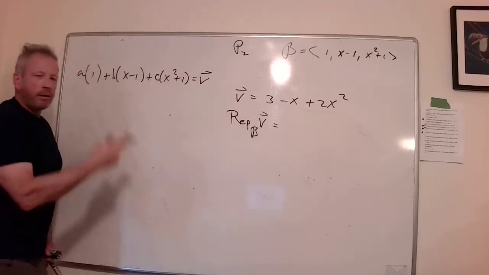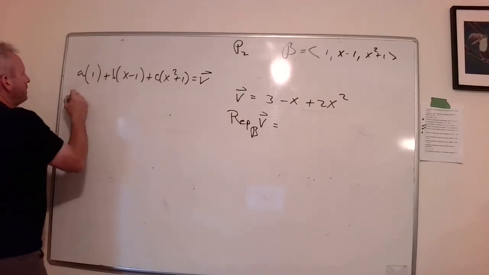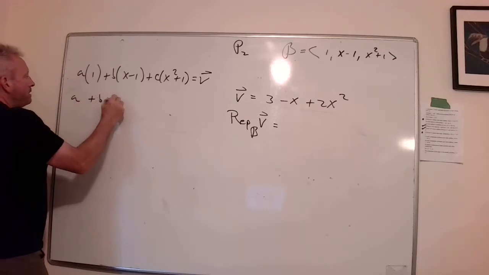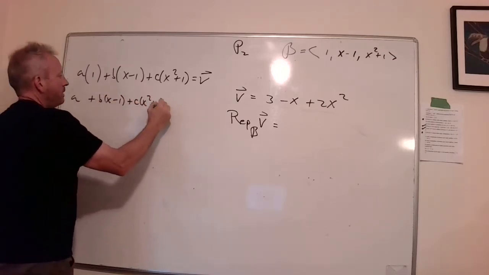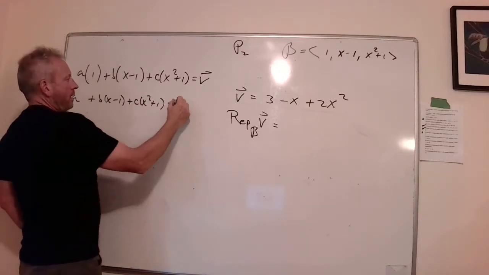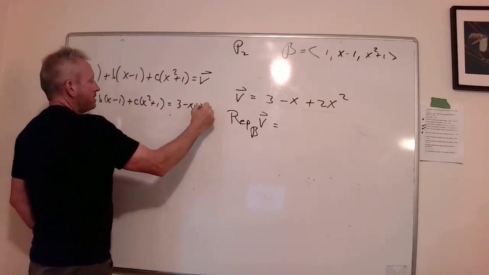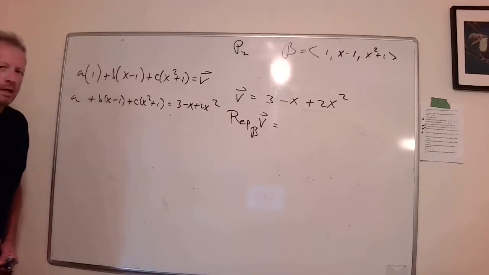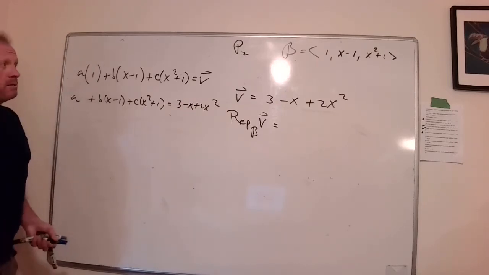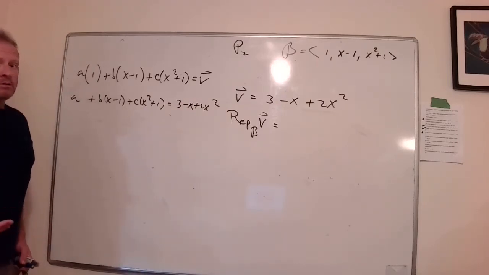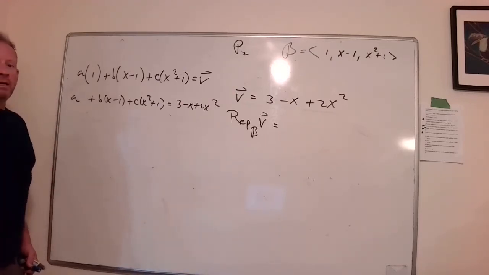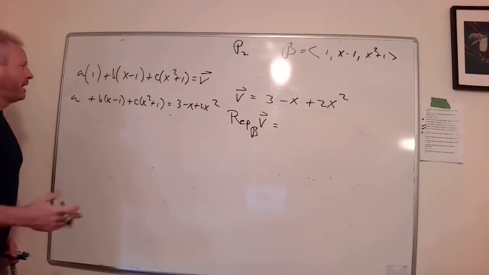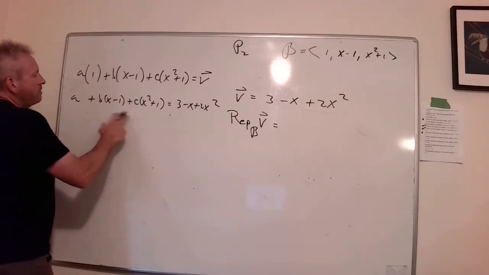Now, I could have just written it down, but I ran out of room there. Okay, so let me write this. Let's simplify this a little bit. So we have A plus B(x minus 1) plus C(x squared plus 1) is equal to 3 minus x plus 2x squared. Remember, if that is a basis, then we're guaranteed that we can do this, or it's guaranteed that it exists. It doesn't mean we can find it. Maybe we don't have the skills, or we're not clever enough. I don't know. Let's just go ahead and multiply this out.